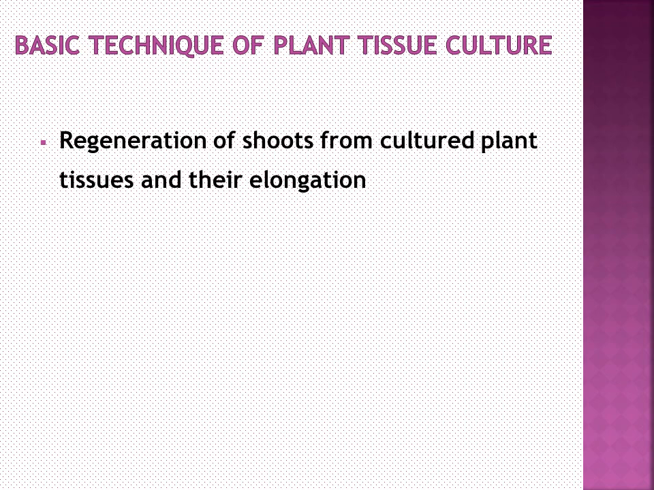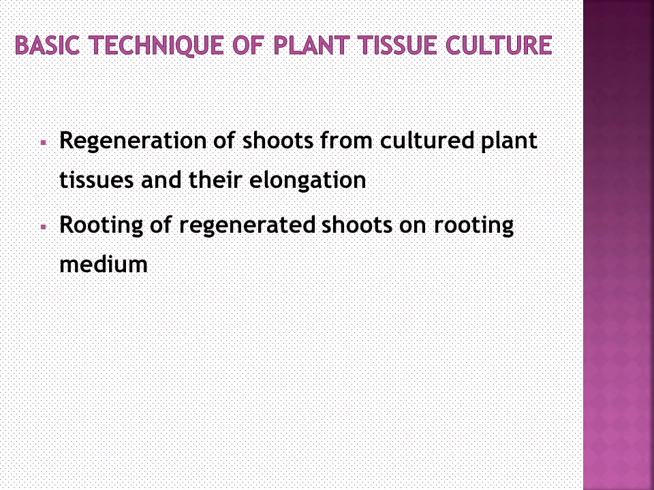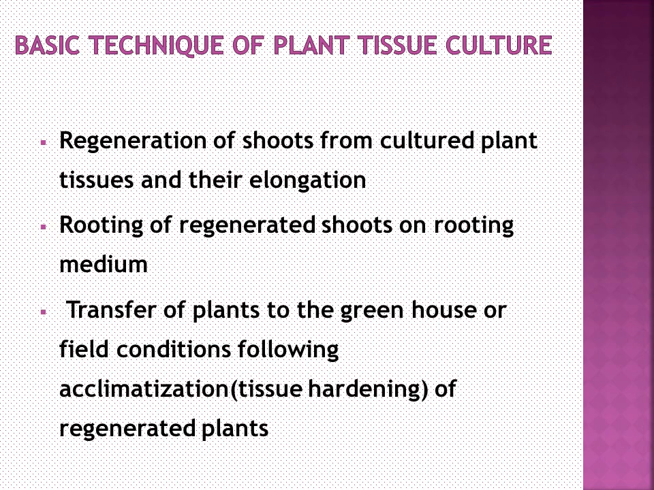Regeneration of the shoots from cultured plant tissues and their elongation. The proper regeneration medium will be supplied for this purpose. Rooting of regenerated shoots on rooting medium, which will have a lot of auxin because auxin promotes rooting. Transfer of the plants to the greenhouse or field conditions following acclimatization or tissue hardening of regenerated plants. So all these are the techniques of plant tissue culture.